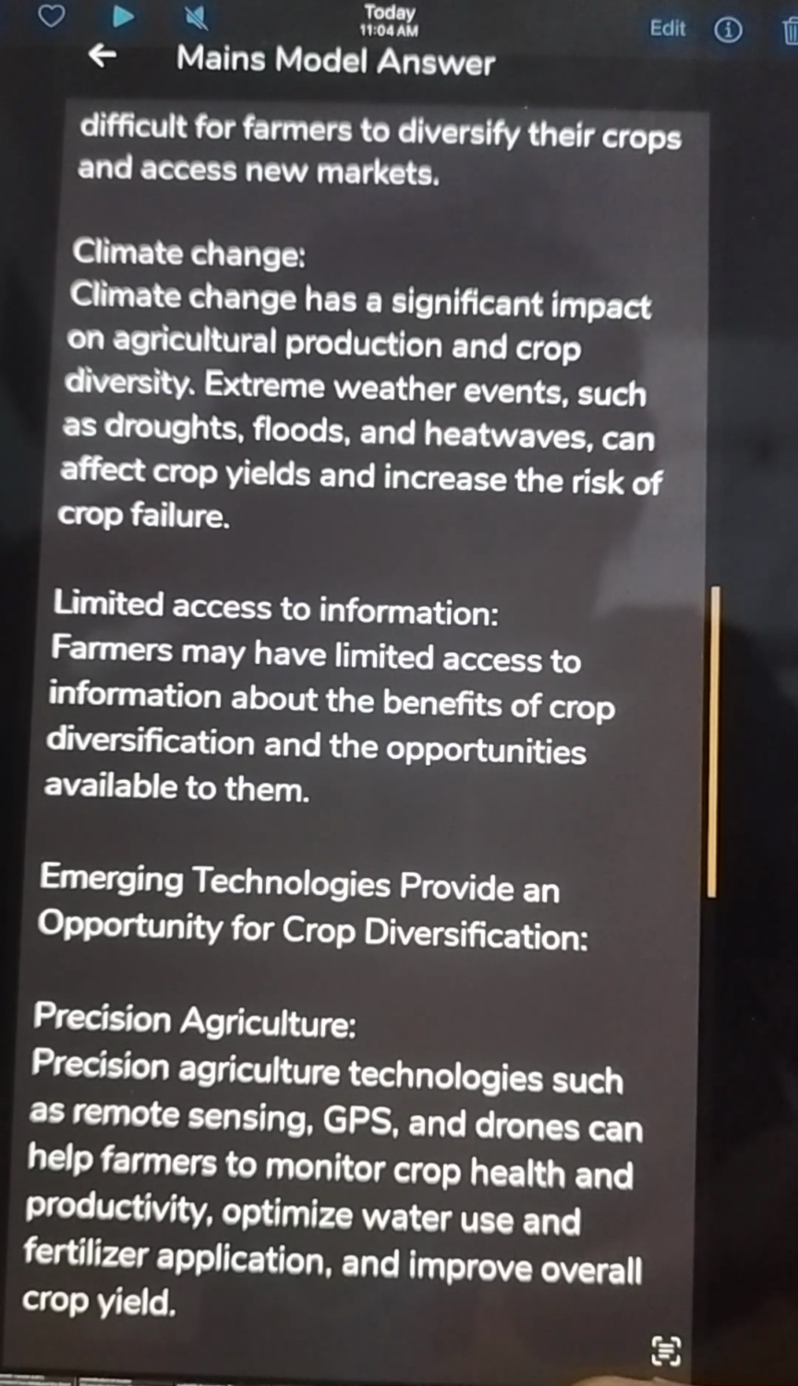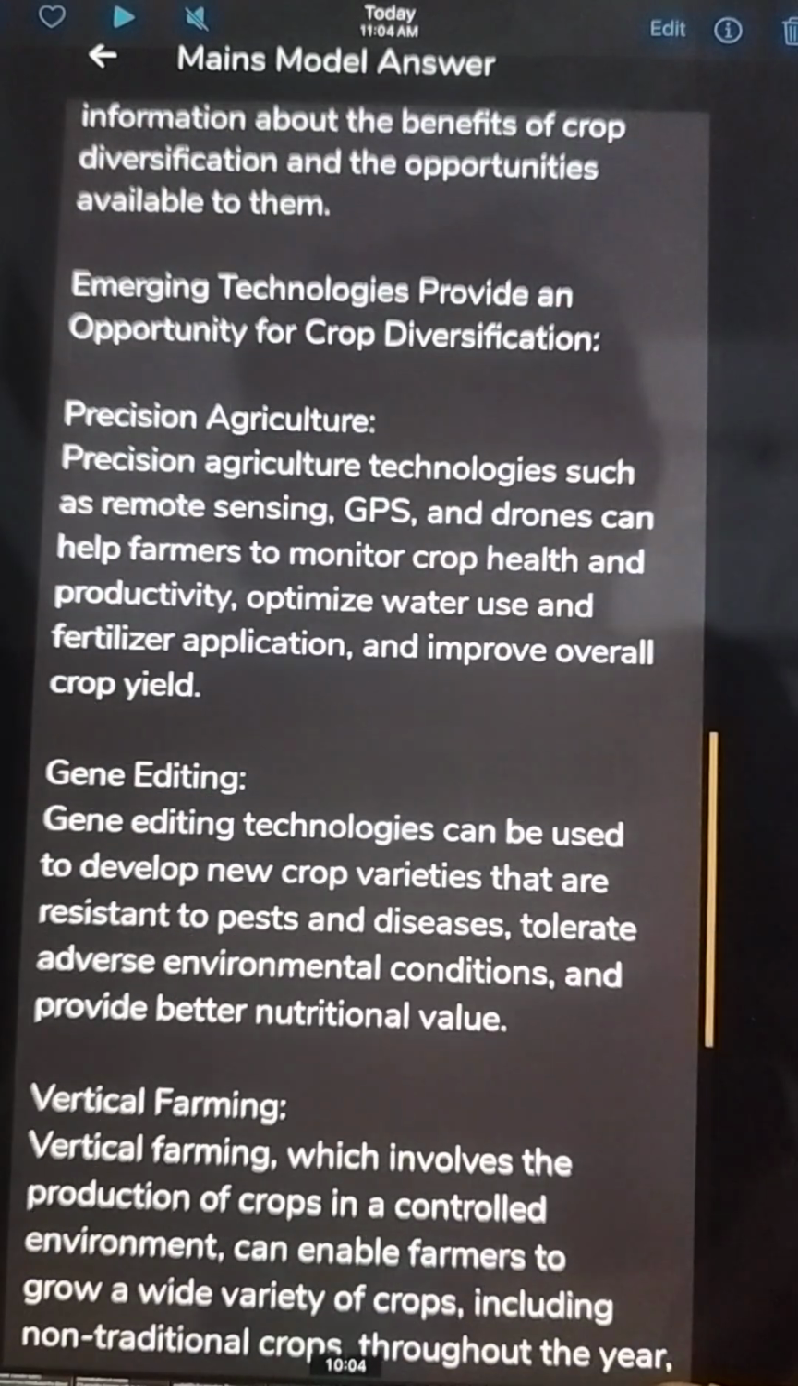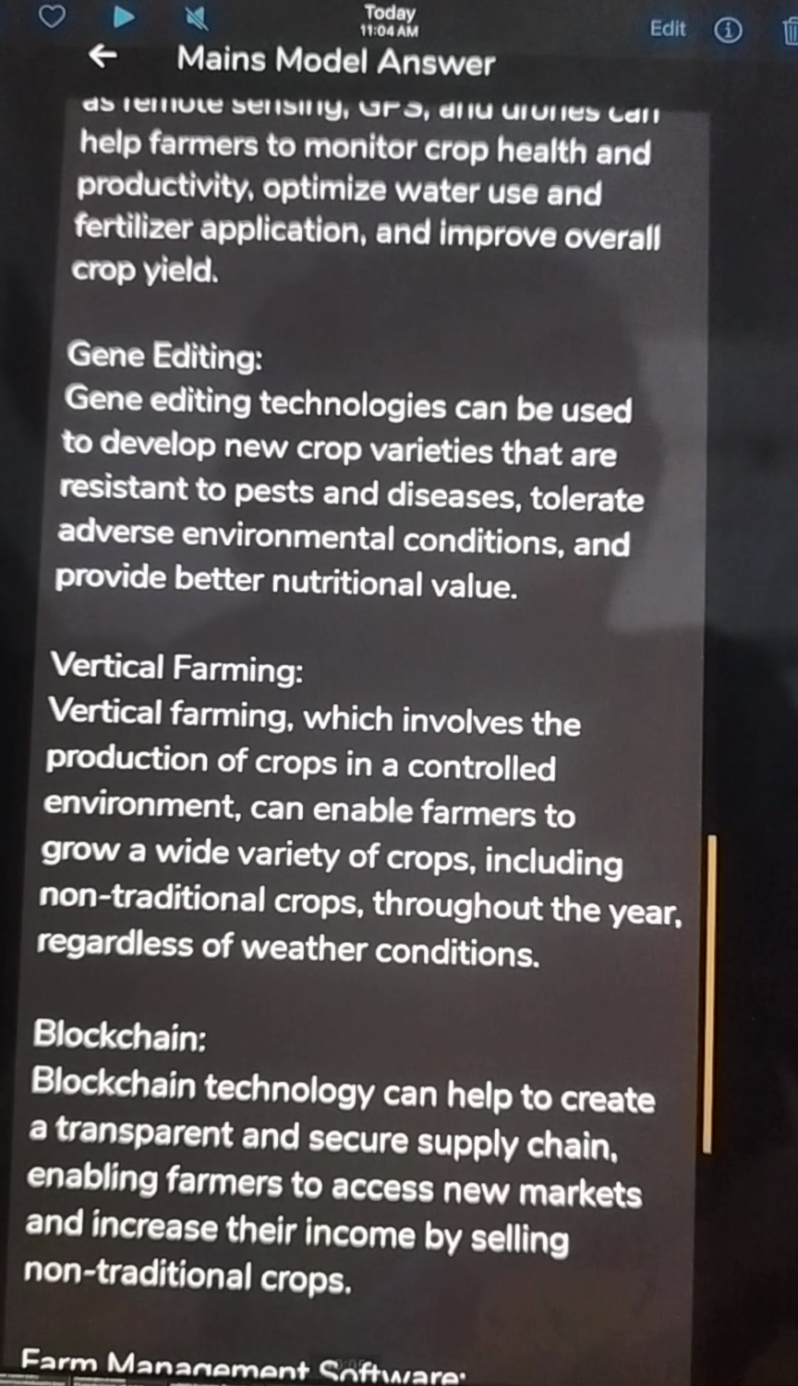Emerging technologies provide an opportunity for crop diversification. First, precision agriculture. Precision agriculture technologies such as remote sensing, GPS, and drones can help farmers to monitor crop health and productivity, optimize water use and fertilizer applications, and improve overall crop yield.